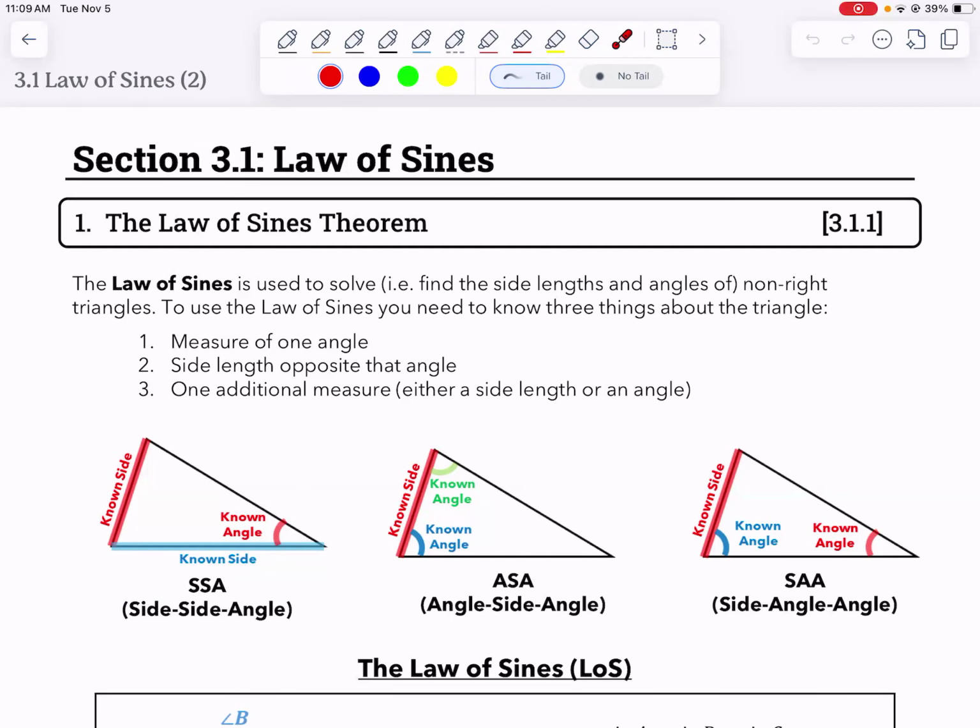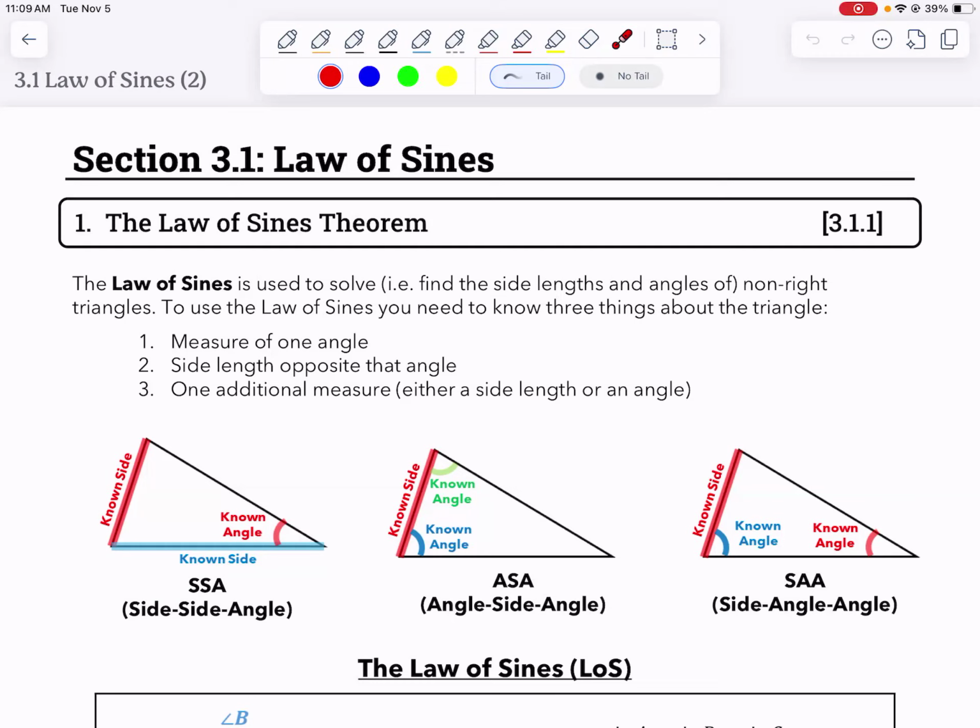Section 3.1, Law of Sines. All right, so both Section 3.1, Law of Sines, and Section 3.2, Law of Cosines, are dealing with the same concept. It is solving triangles that are not right triangles, so non-right triangles.